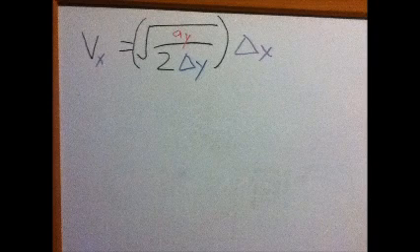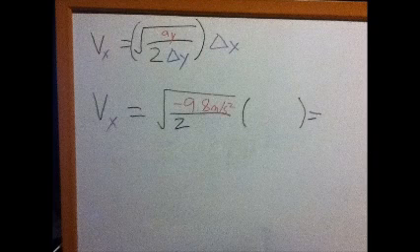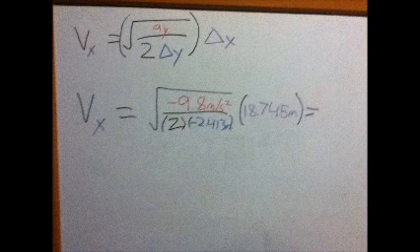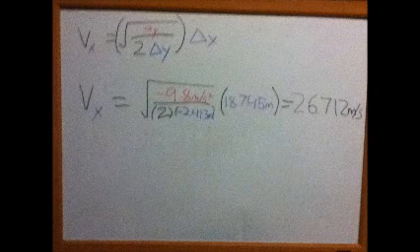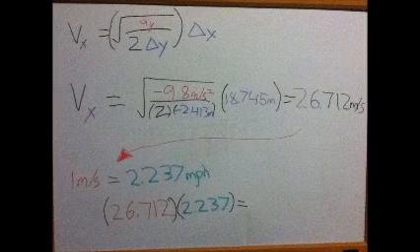Now we will do the same process for my height, since I'm a bit shorter and have a smaller reach. So we'll take the second to last equation and substitute the numbers in. We'll keep ay, which is the acceleration due to gravity, negative 9.8, divided by 2 times my height, negative 2.413 meters, times the same distance, which equals 26.712 meters per second. We'll convert that into miles per hour, which is about 59.755 miles per hour.